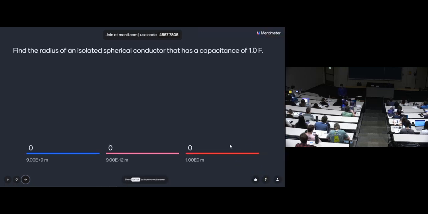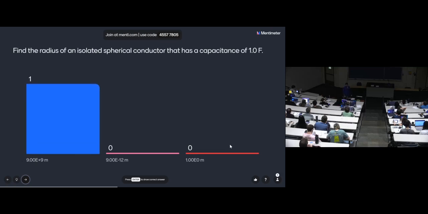Okay, find the radius of an isolated spherical conductor that has a capacitance of 1 farad. What does it have to be for 1 farad? Remember, epsilon naught is 8.85 times 10 to the minus 12 farads per meter.